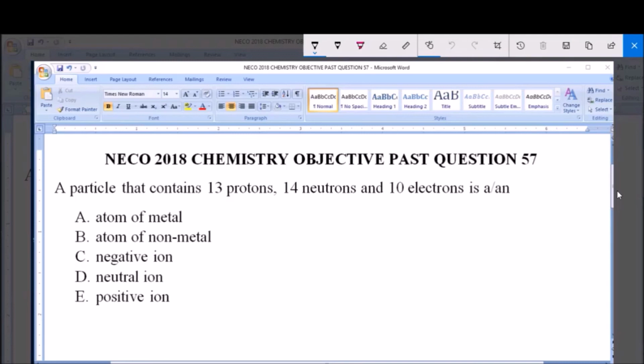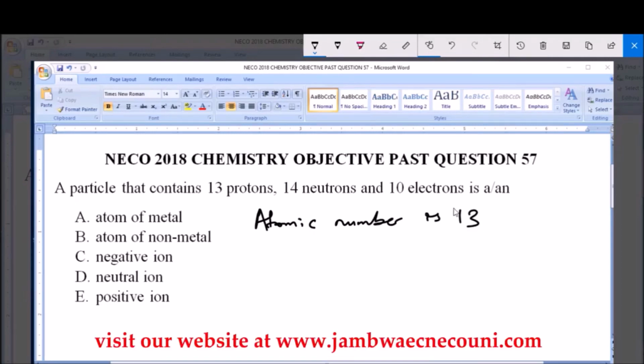A particle that contains 13 protons, 14 neutrons, and 10 electrons is A, an atom of metal, B, atom of non-metal, C, negative ion, D, neutral ion, and E, positive ion. Now, a particle contains 13 protons. This simply means that the atomic number of this particle is 13, and from the periodic table the element with atomic number 13 is aluminium.